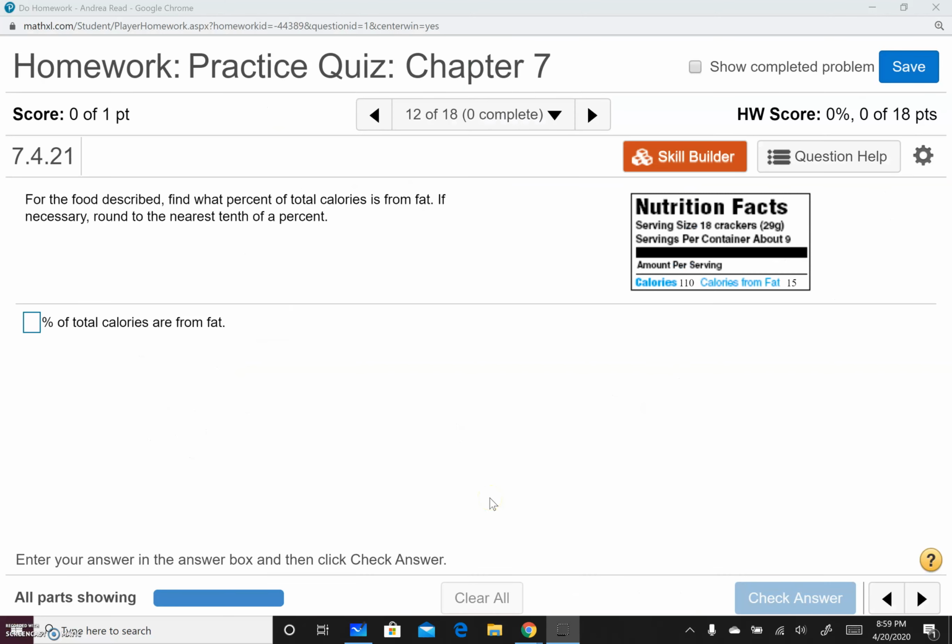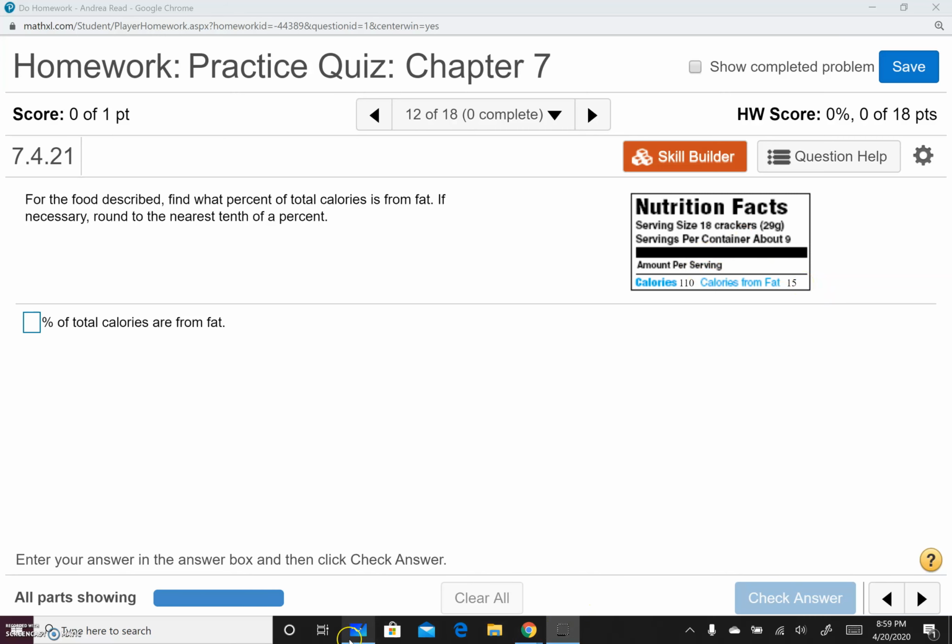Okay, you're going to have a problem like this where it's going to ask you, for the food described, and you have over here your nutritional facts, find what percent of total calories is from fat. And you can see over here by the box, your final answer must be in percentage. So if you end up with a decimal answer, you're going to have to convert it at the end. So they're just asking you, out of this amount of calories, how much of it's from fat. So let's go ahead and work on this.